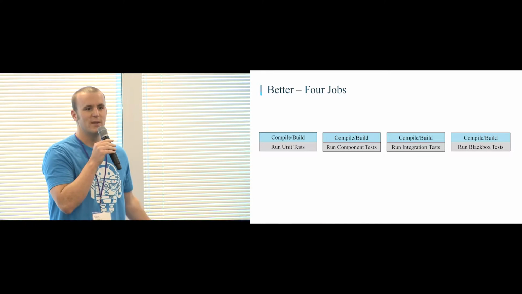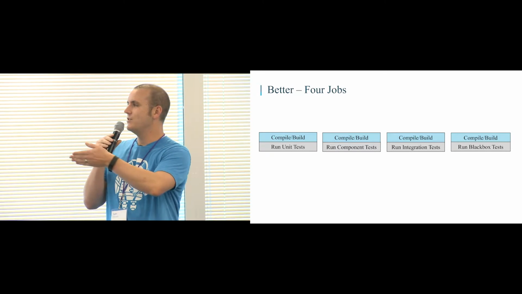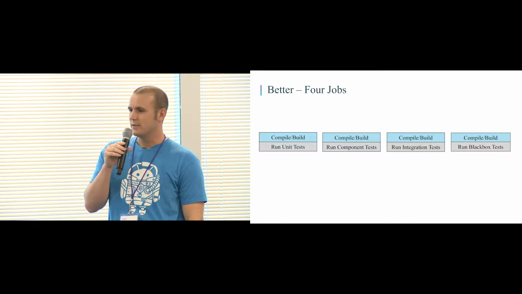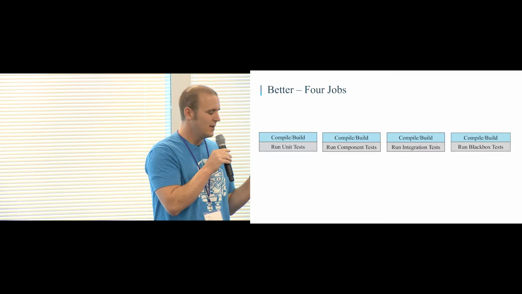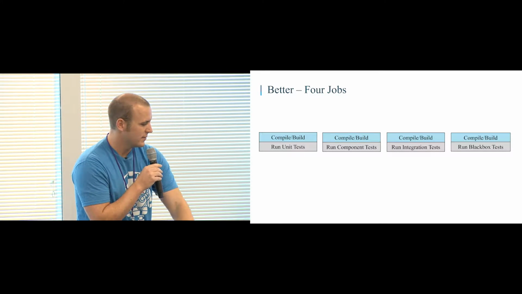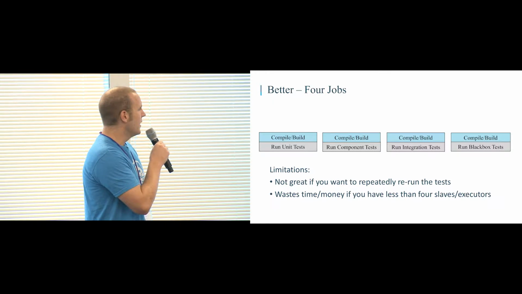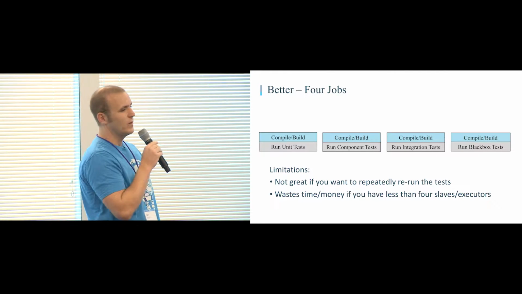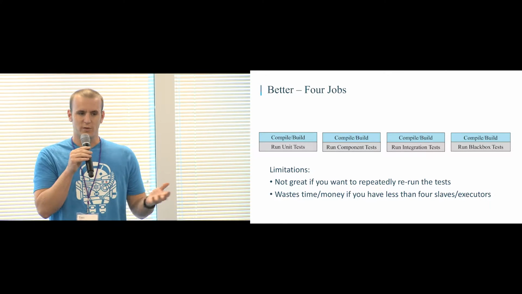You use Jenkins, right? You can make multiple jobs. So what you're going to do is have each type of test run in a different job. So that's great, 4 jobs. But there's still a few downsides to this. First of all, it's not great if you want to repeatedly rerun your tests. You're like, well, why would you want to rerun your tests?